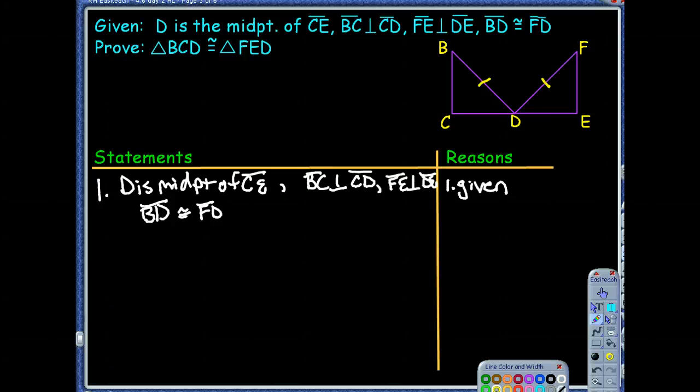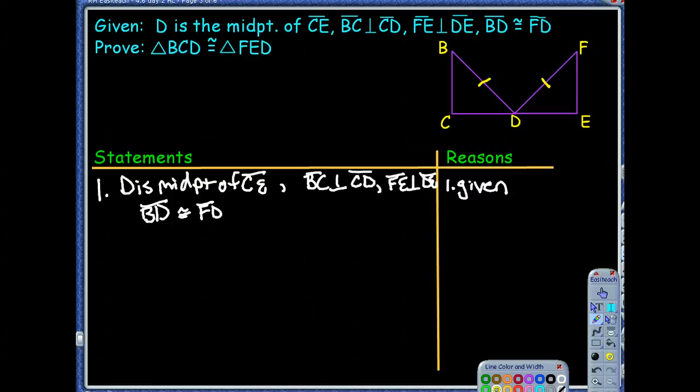Now I'm going to take a look at the proof part. They're trying to get you to prove those two triangles are congruent. They're not asking you to prove parts of those triangles are congruent. So it's really just let's get to proving the triangles are congruent and be done with it.